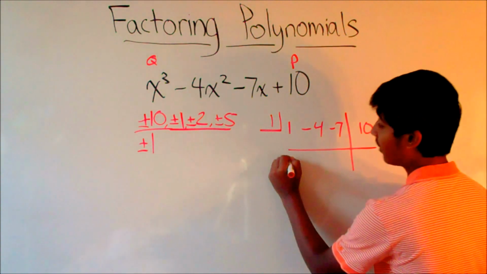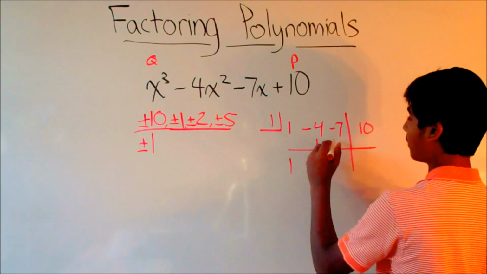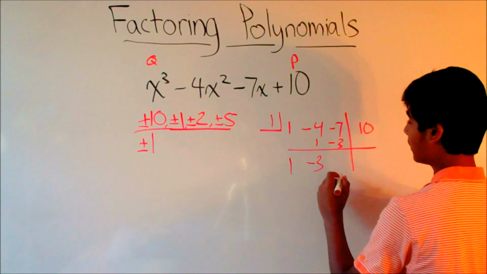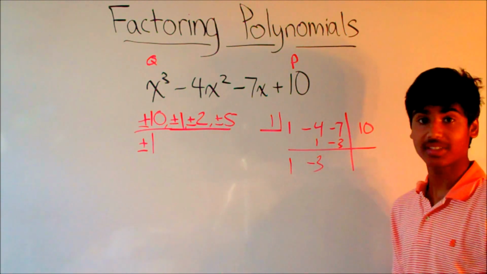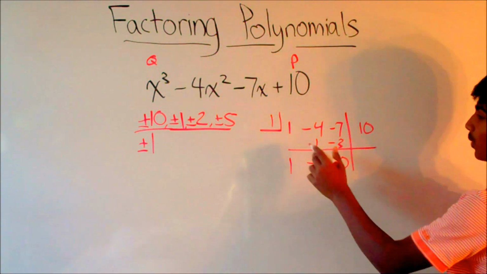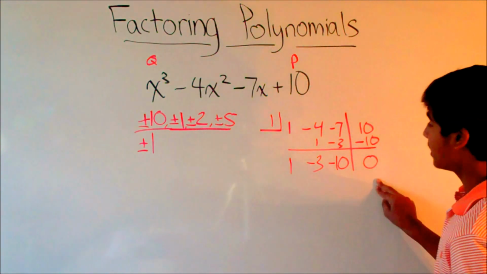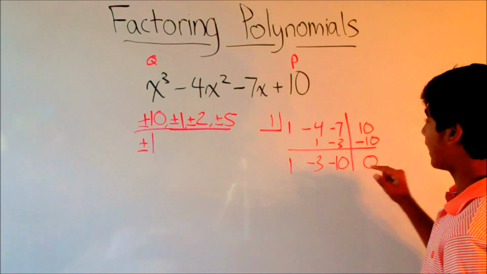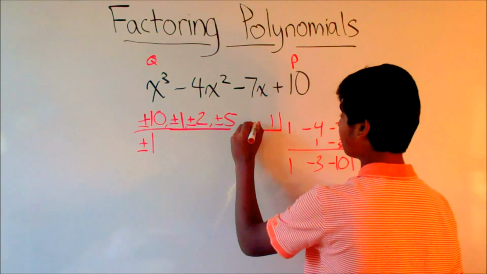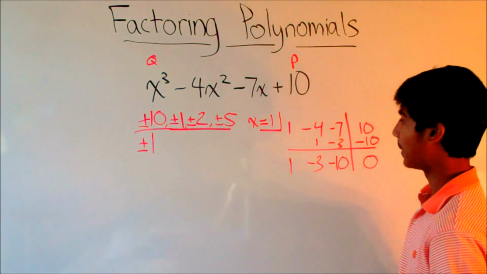So 1 just goes down, and we multiply that by 1. Negative 3 times 1 is negative 3, and when we add it, we get negative 10. Negative 10 times 1 is negative 10, so 10 minus 10 is 0. So we have a remainder of 0. This shows that 1 is a factor, since x equals 1.